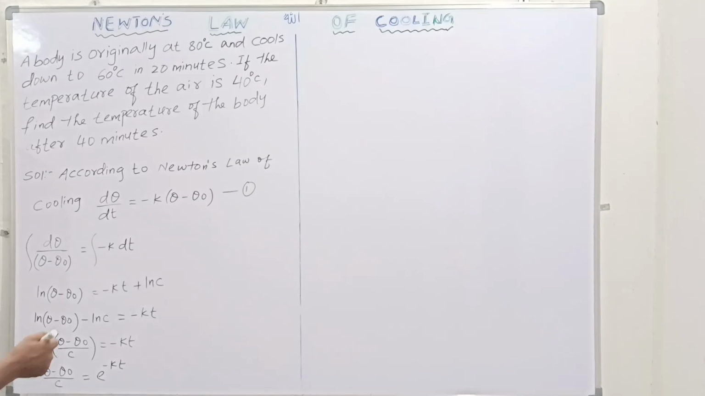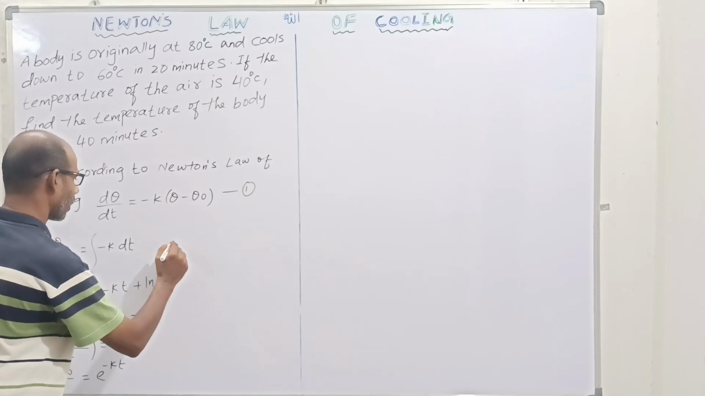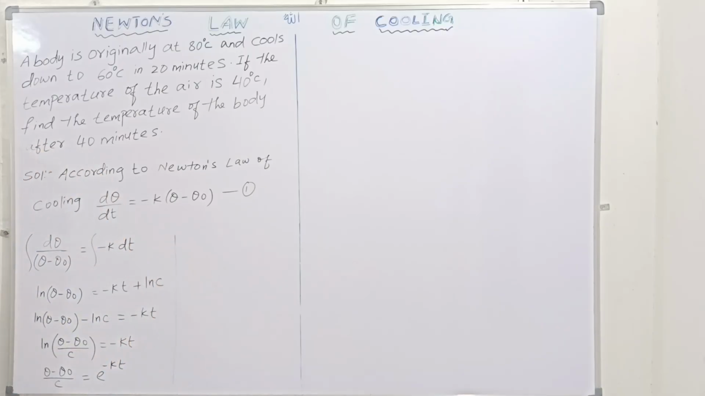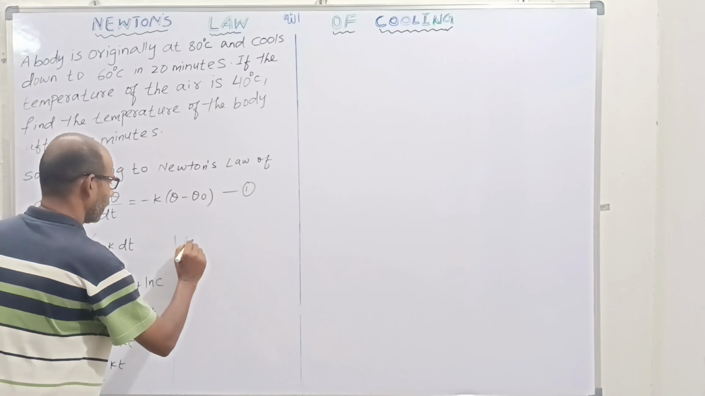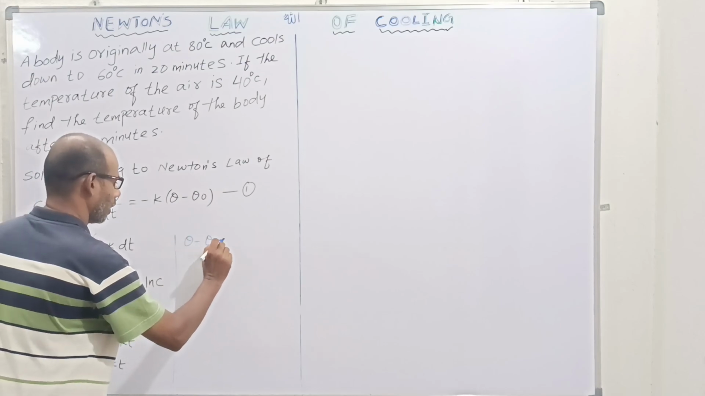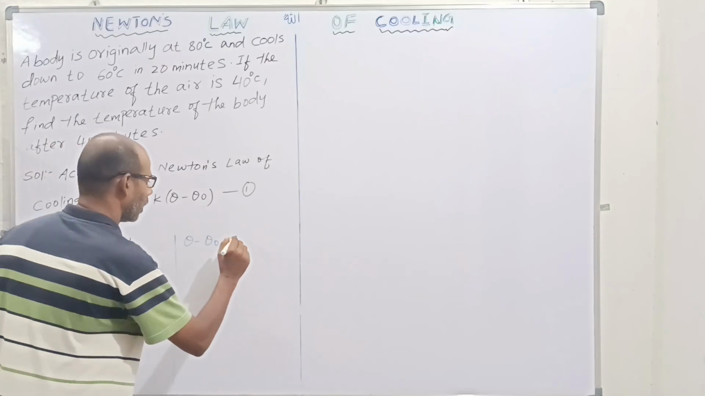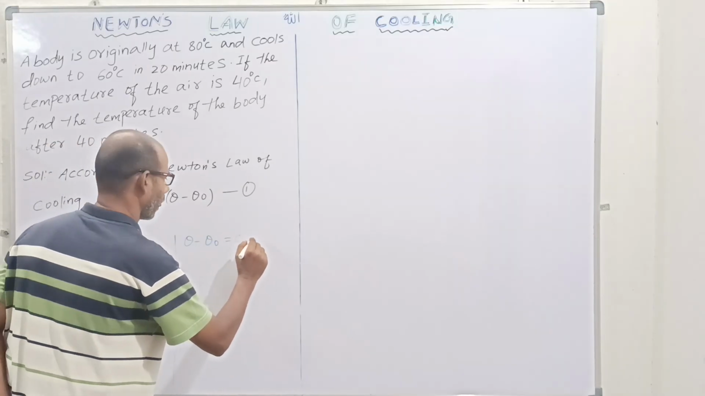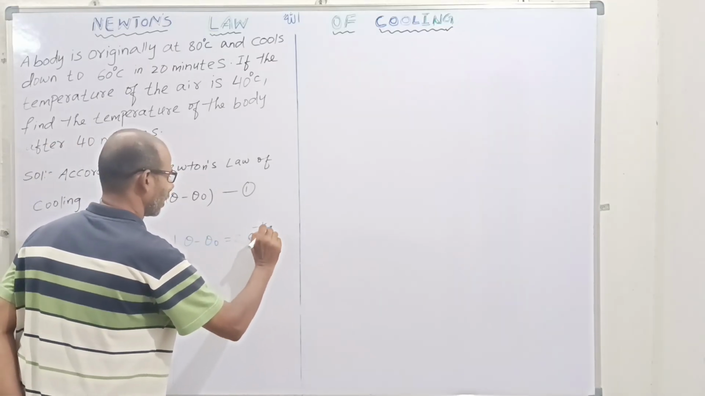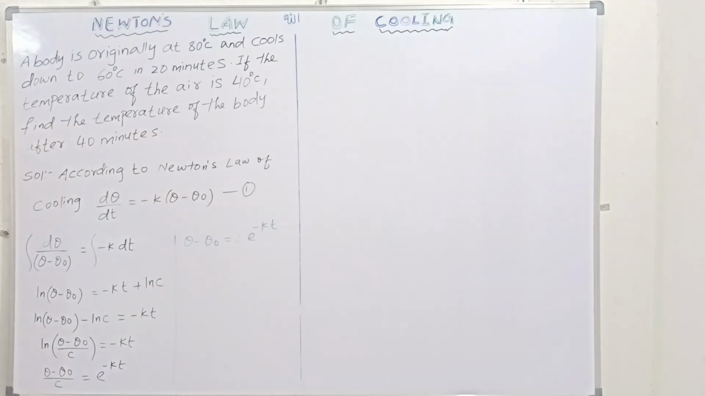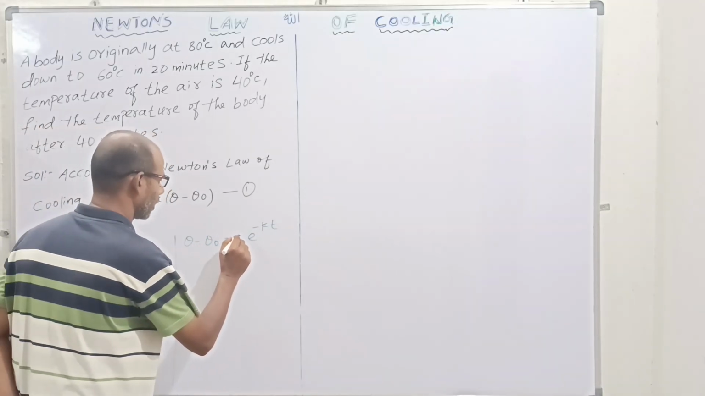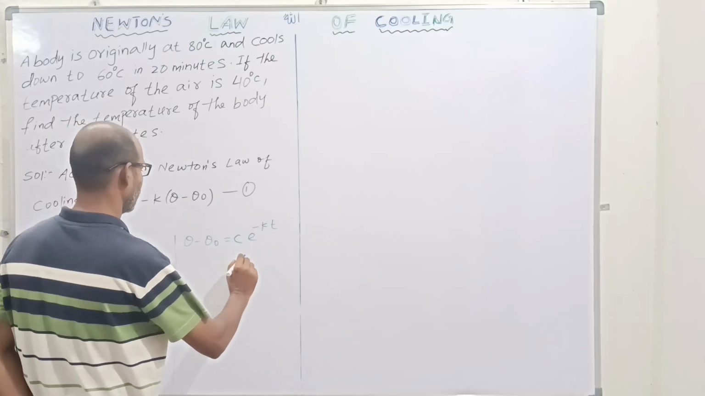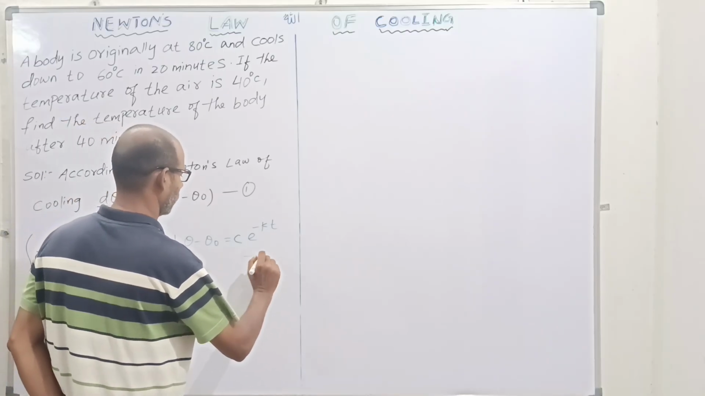Now we will move the denominator to the right hand side. Therefore it changes to theta minus theta naught is equal to c into e power minus kt. So this is equation number 2.